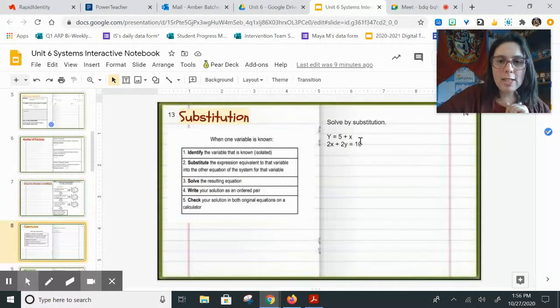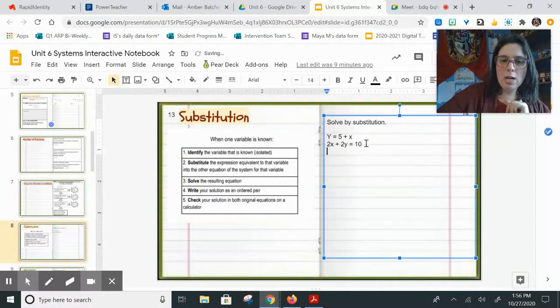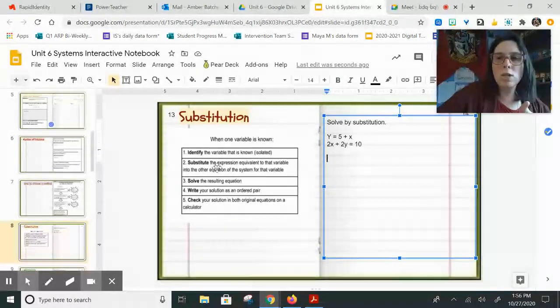So let's look here at this lesson. These are the steps right here. You identify the variable that's by itself, and plug it in or substitute it into the other equation. It has to be the same variable. So if x is solved for by itself, then you're going to plug it into the other x in the other equation. Solve the equation, which usually involves distributing and solving a regular type equation like from Unit 4. Then write your solution as a coordinate point, so x comma y. And then you can always check your answer by plugging it back into the equation like we did on the previous video.